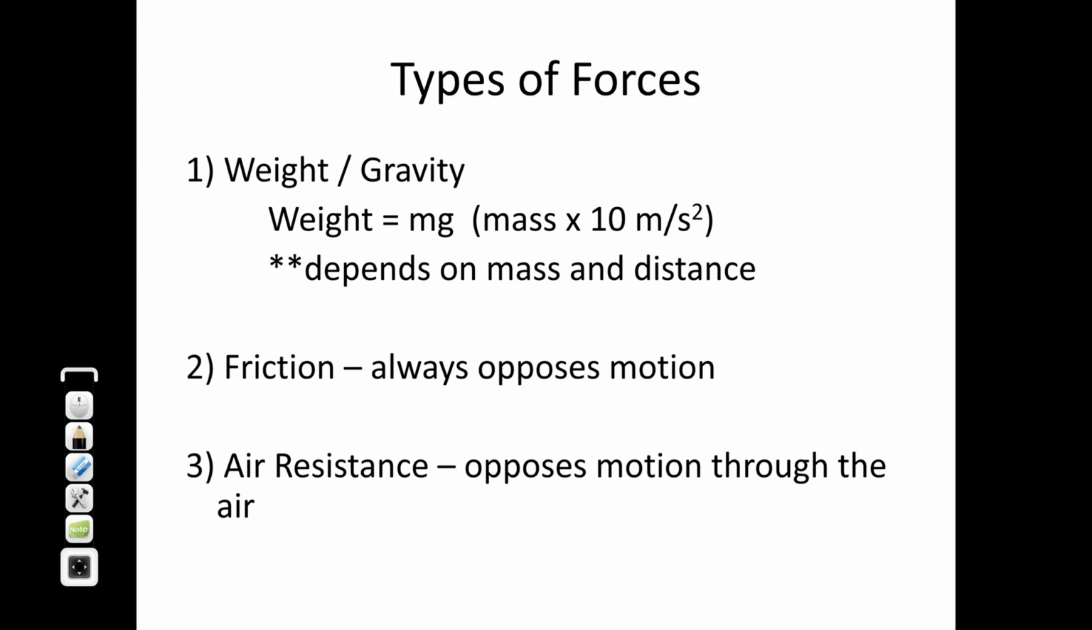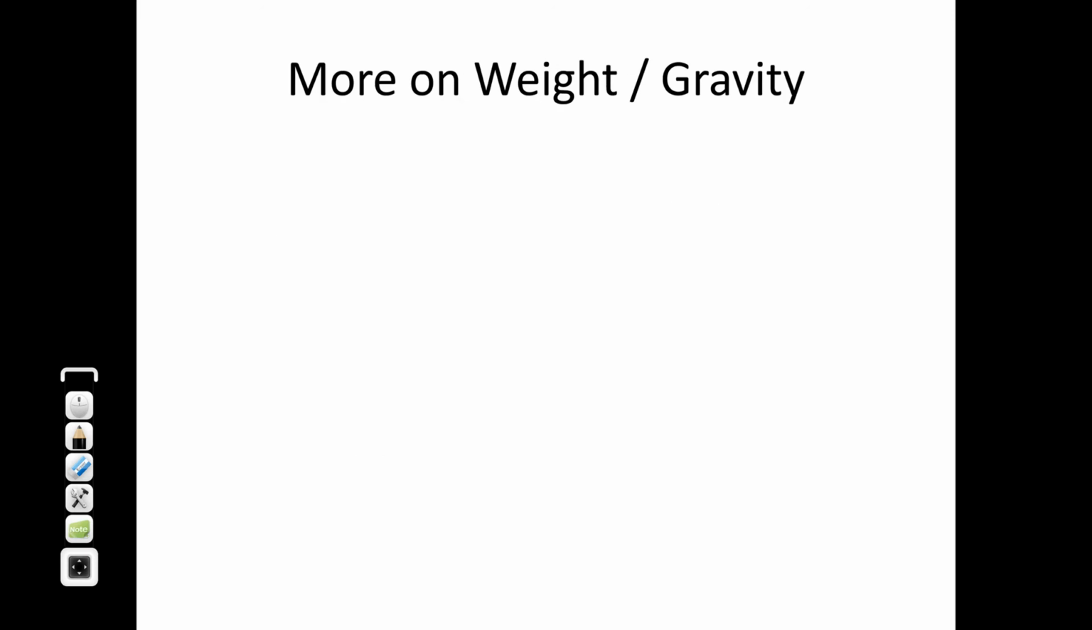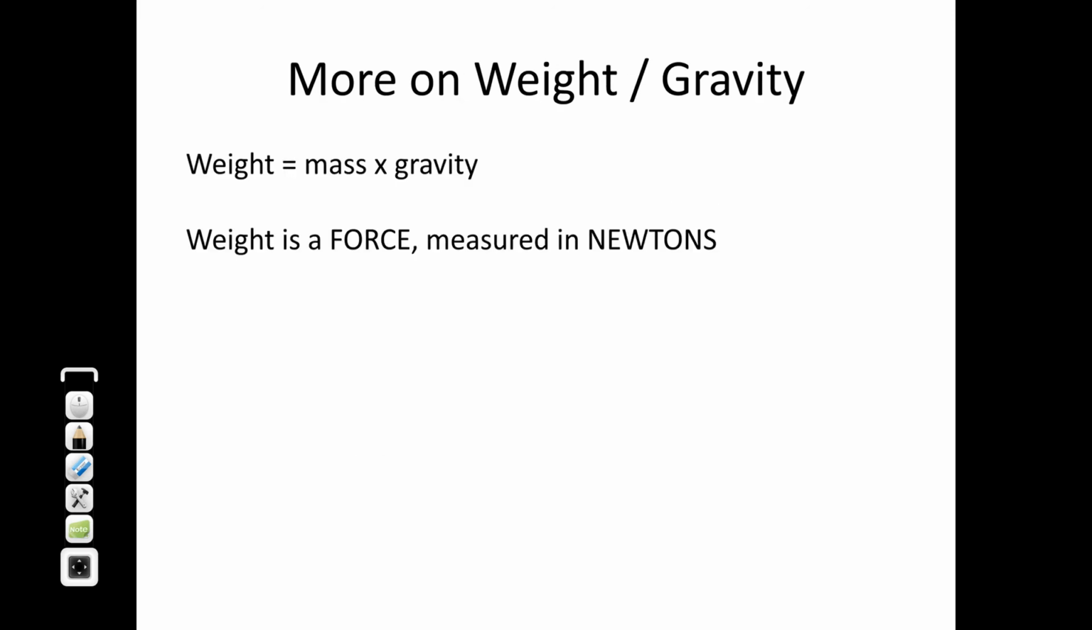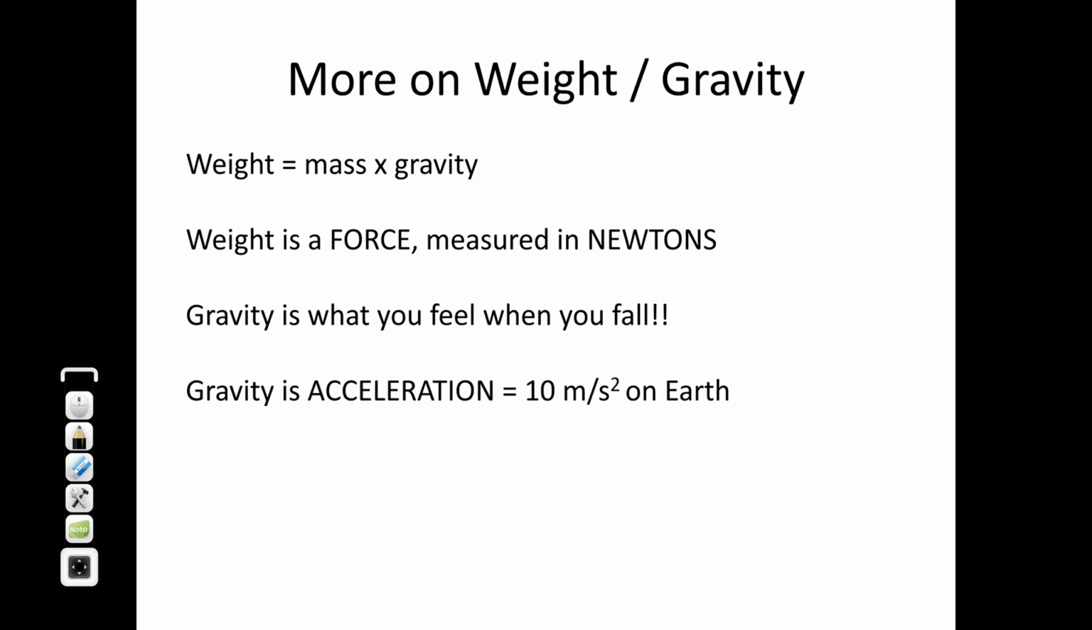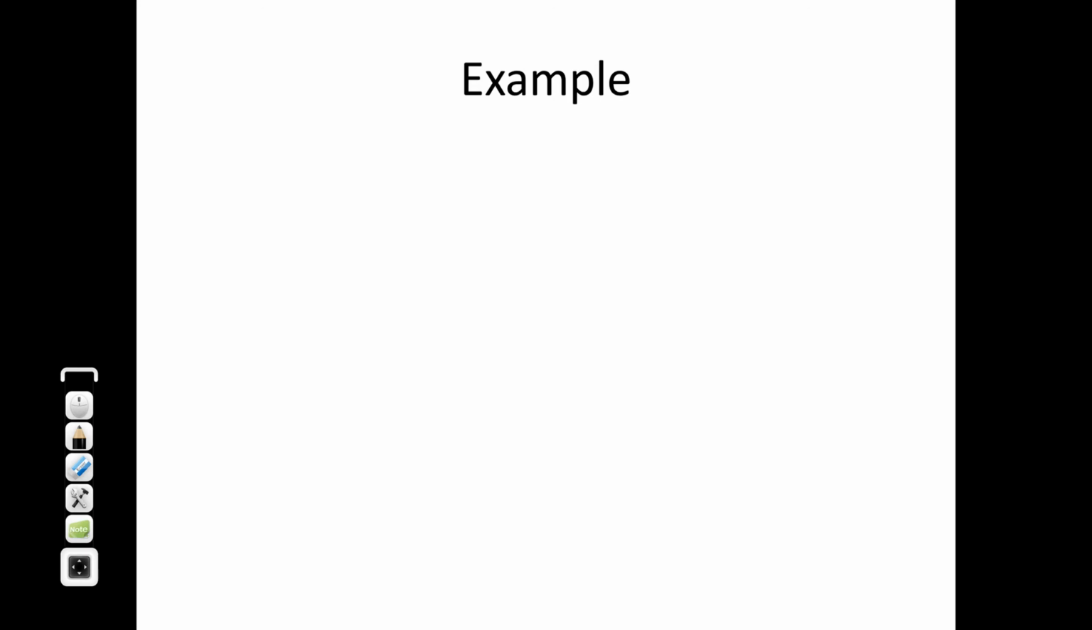So weight equals m times g. All right. So with weight, it equals mass times gravity. It's a force measured in newtons. It's what you feel when you fall. Okay, gravity is what you feel when you fall. Again, gravity accelerates you 10 meters per second squared. So your weight is this combination of how large you are, your mass times gravity. We do abbreviate gravity in formulas simply as g. So g equals 10 meters per second squared.